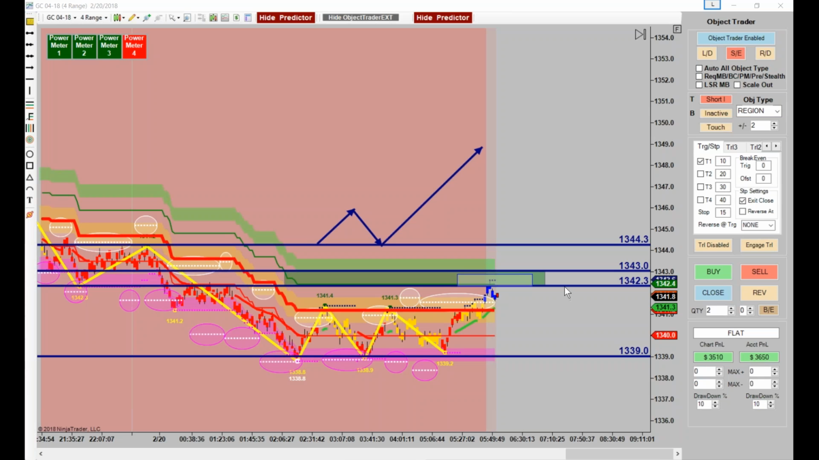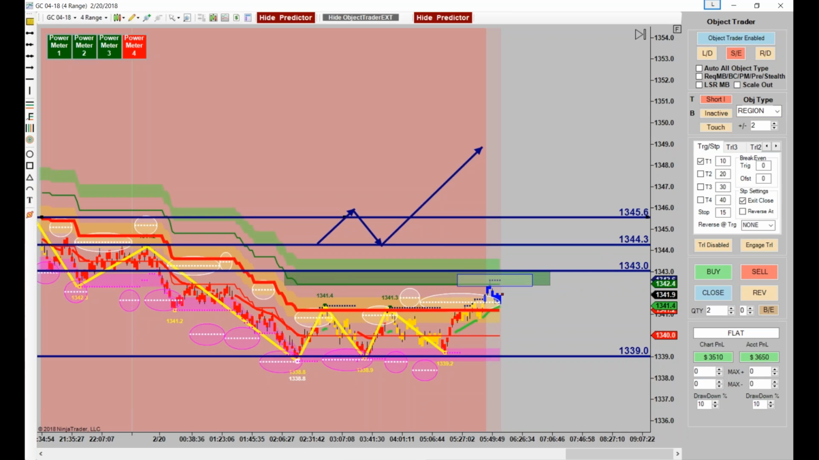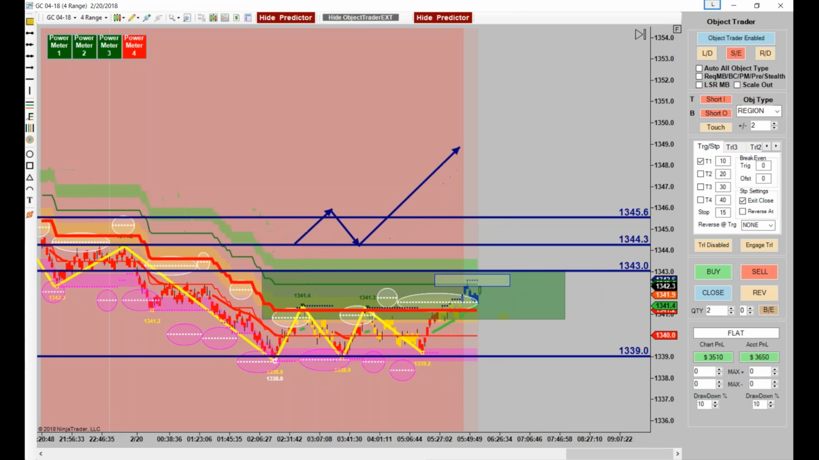Now, in a case like this, I would go ahead and get ready just in case this decides to break over. I'd probably do something like that. And if this touches up here, we'll turn this one off. Touch +2. Okay. We just got us a decent little trade, it looks like.